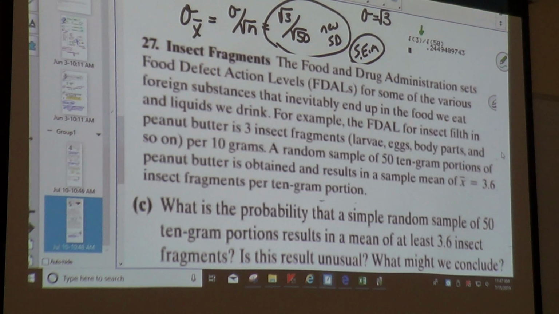Of at least 3.6. If you have at least $3.60 in your pocket. At least $3.60 in your pocket. Do you have 360 or less, or do you have 360 or more? If you have at least $3.60 in your pocket.